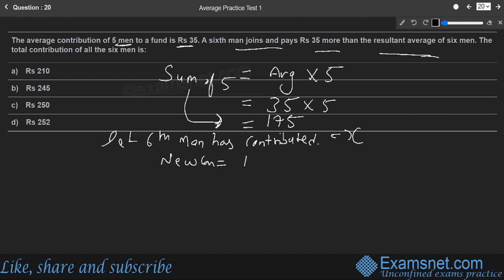New contribution will be nothing but 175, that is the old contribution, plus the contribution made by the sixth man. Contribution made by the sixth man is what? 35 more than the resultant average. So that is nothing but X plus 35. Okay, X plus 35, that is the new contribution in all.